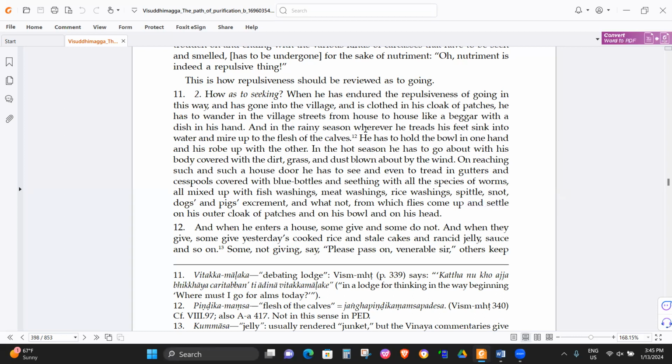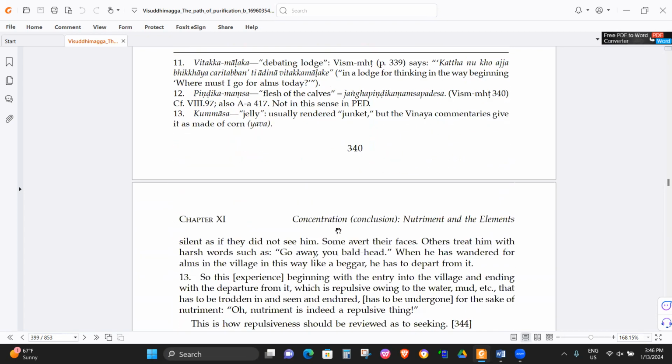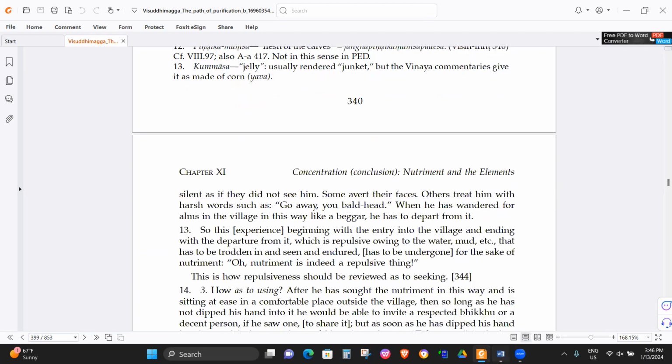In which manner? Like who? What kind of people? Like a beggar, asking people. Yes, he cannot even ask people, he has to go. Some give him good food, and some give him overnight food, right? Okay, right.